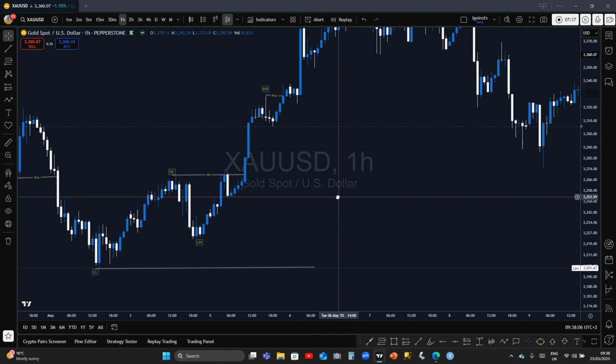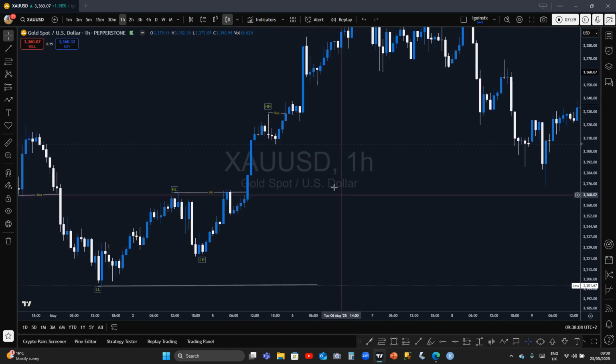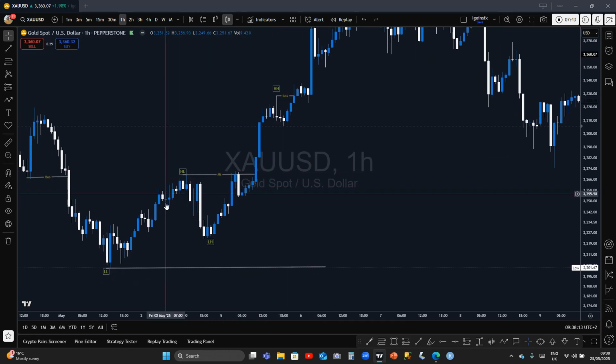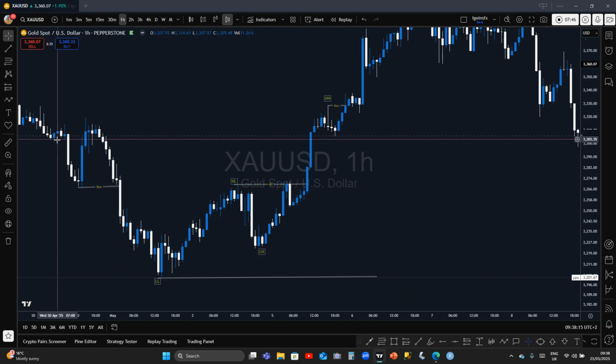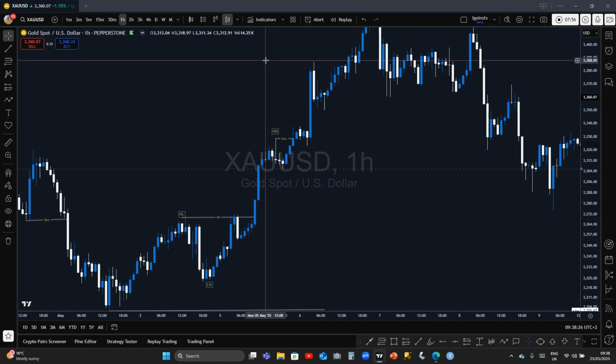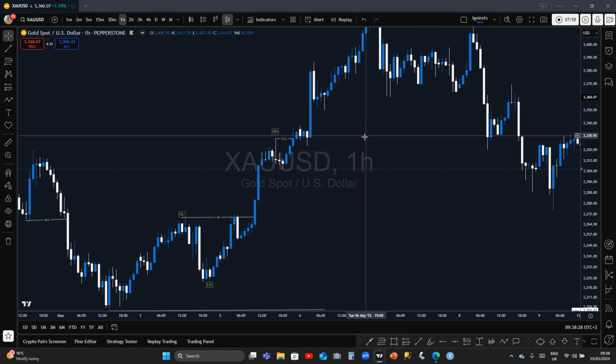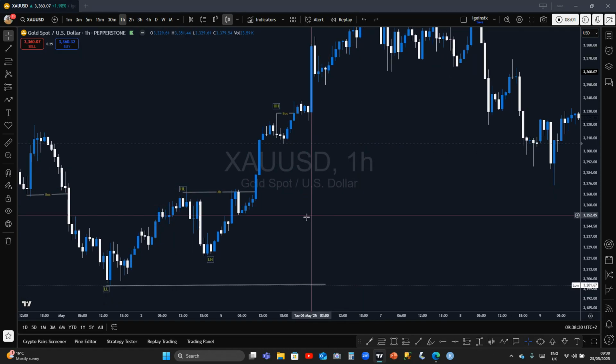Remember, market shift is different from a break of structure. Market shift simply tells you that a current trend is changing to another type of trend. That is, a bearish trend is changing to become a bullish trend, or a bullish trend is changing to become a bearish trend. So that is market shift.